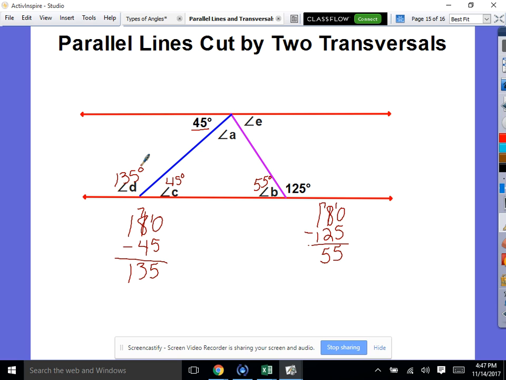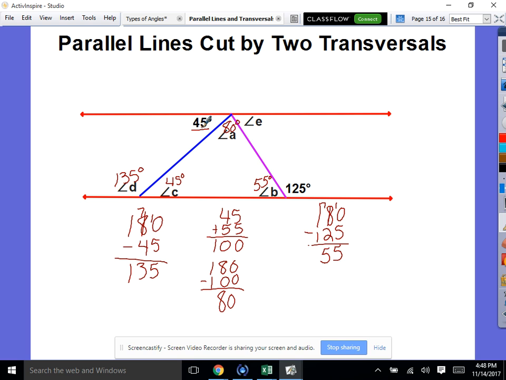Then we can get angle A because there are 180 degrees in a triangle. So we're going to say 45 plus 55 for angle B and angle C, which gives us 100. And then we're going to subtract 100 from 180 degrees that are in a triangle. So angle A would be 80 degrees.